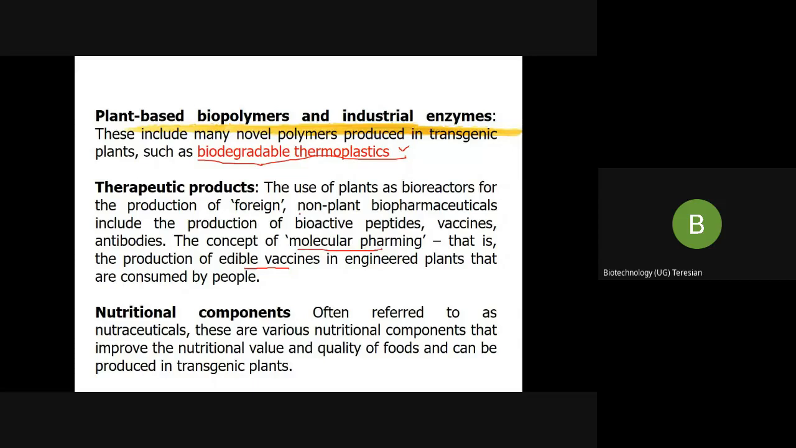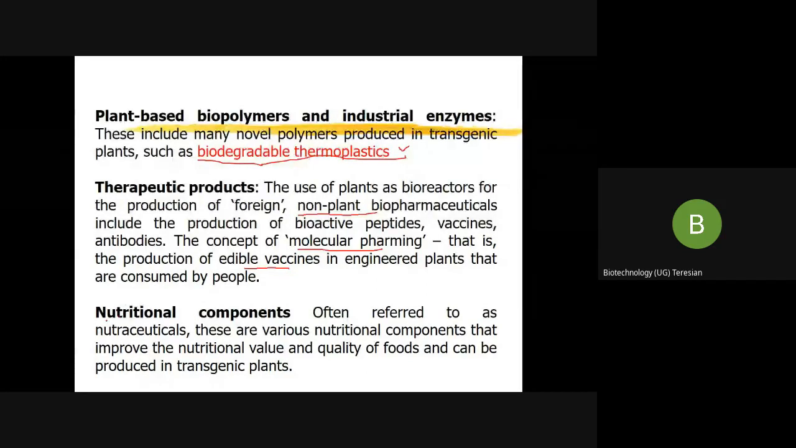Why they have mentioned non-plant biopharmaceutical is that certain plants produce certain ingredients. Like your willow plant, it produces aspirin that is used as a biopharmaceutical for making medicine. But apart from that, any other medicines required for pharmaceuticals, if they are being developed, it is called a non-plant biopharmaceutical. Actually, that plant is not producing it, but we are making that plant produce it by the genetic engineering method.